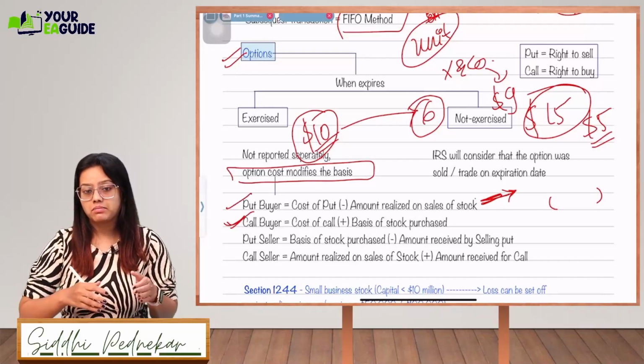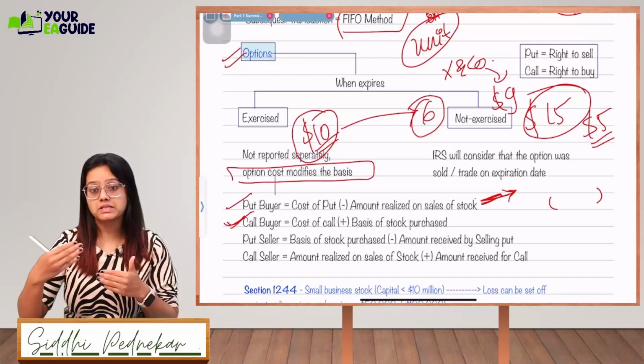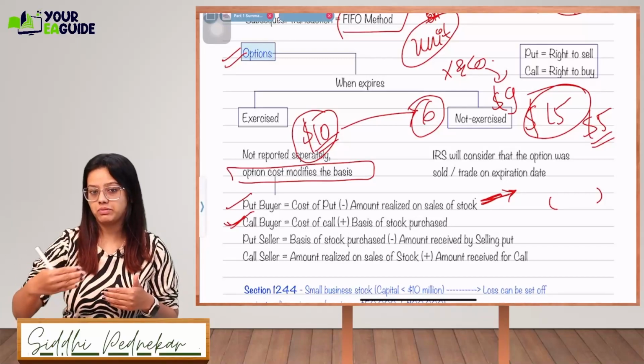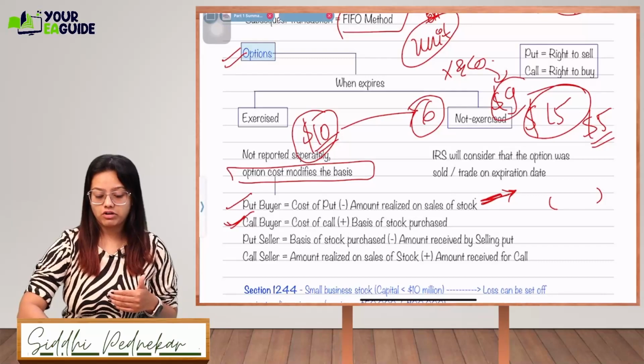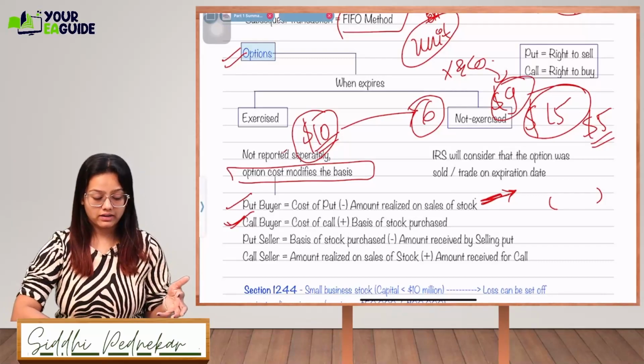Call buyer is nothing but whenever you promise that you are going to buy certain things. So cost of call plus basis of stock purchase. Whatever purchase you are doing, let's say at $9 you have purchased the stock, so take $9 plus whatever you paid to buy that call on the first day.